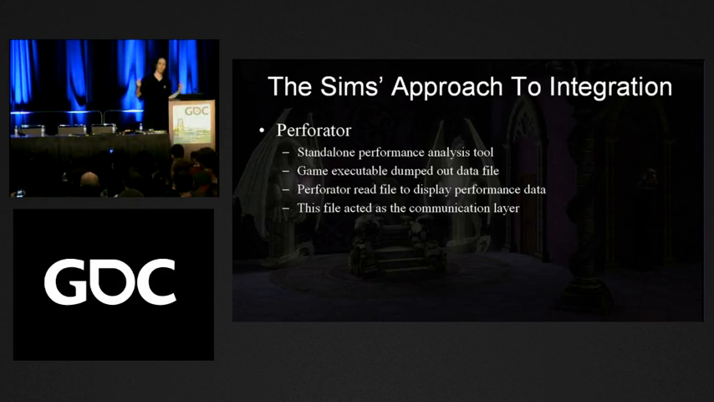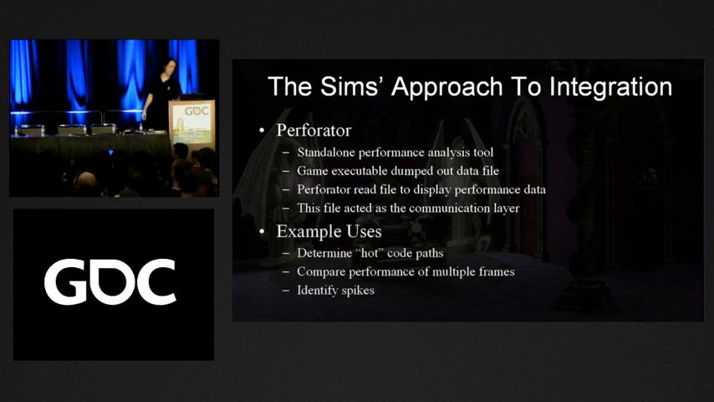We also used things like vTune and other stuff for the C++ side. The real advantage of Perforator is that it had perfect knowledge of the gameplay state. It could walk through C# reflection or whatever you happen to be using, and figure out what was happening. That was very cool. The data file acted as that communication layer. So we can determine hotspots, we can compare performance of multiple frames, and we can identify spikes and things. It's a pretty typical performance tool, and it's something that we integrated outside.